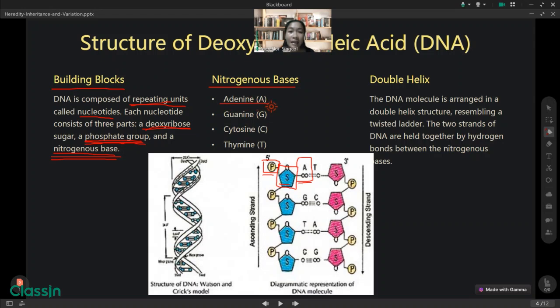First is the adenine or letter A. Next is guanine, cytosine, and the thymine. Okay, so that is the four different nitrogenous bases.